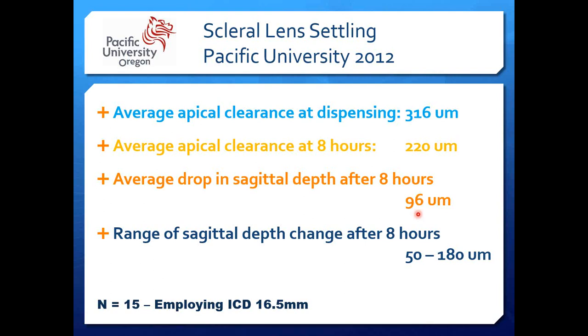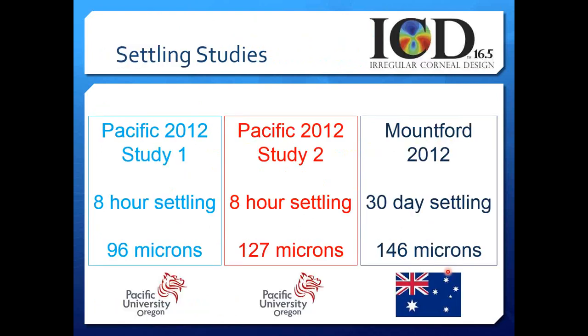Makes you wonder how much they would settle on the diseased eye, or an ocular surface issue patient, or a keratoconic, or a penetrating keratoplasty. Notice also that the range was huge, 50 to 180 microns. So if you put on a lens with 400 microns of apical clearance and it sinks 180 microns, you're left with 220 microns of fluid, a fairly healthy amount of fluid between lens and cornea. So when in doubt, we err toward the high side on apical clearance.